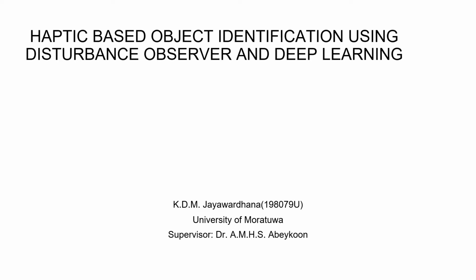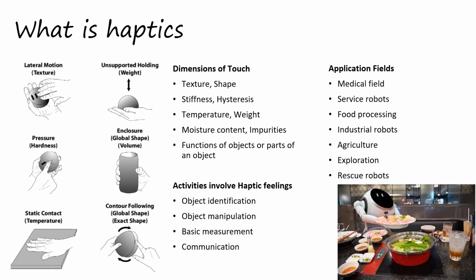Hi, our topic is haptic-based object identification using disturbance observer and deep learning. What is haptic? Haptic is the feeling of touch. We humans sense it via skin.